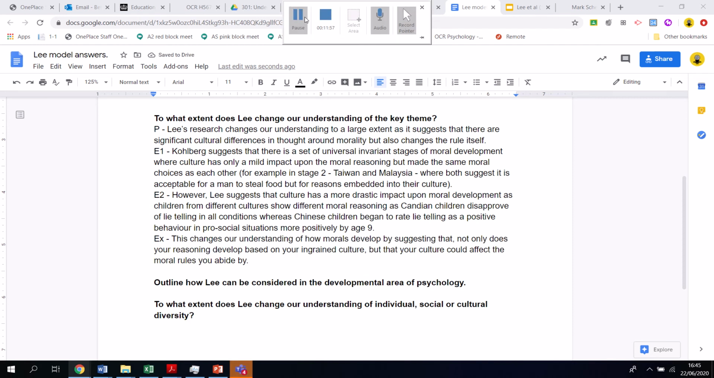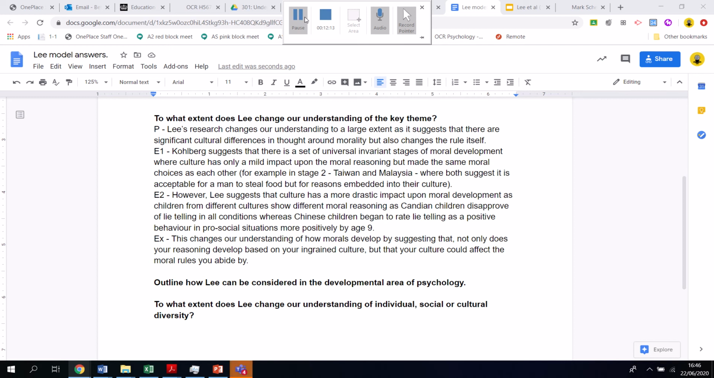So what I'd expect to see here really is a couple of sentences in order to get those last couple of marks if this was asked for 5 marks. Obviously if it was asked for 4, what I've got here would probably be enough. So I'd add in a couple of sentences just explaining how that influences our understanding.